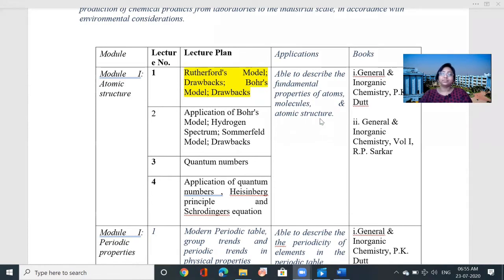From this lecture on atomic structure, students will be able to describe fundamental properties of atoms, molecules and atomic structure. And you can go through the books, you can avail the books from the library if you want.